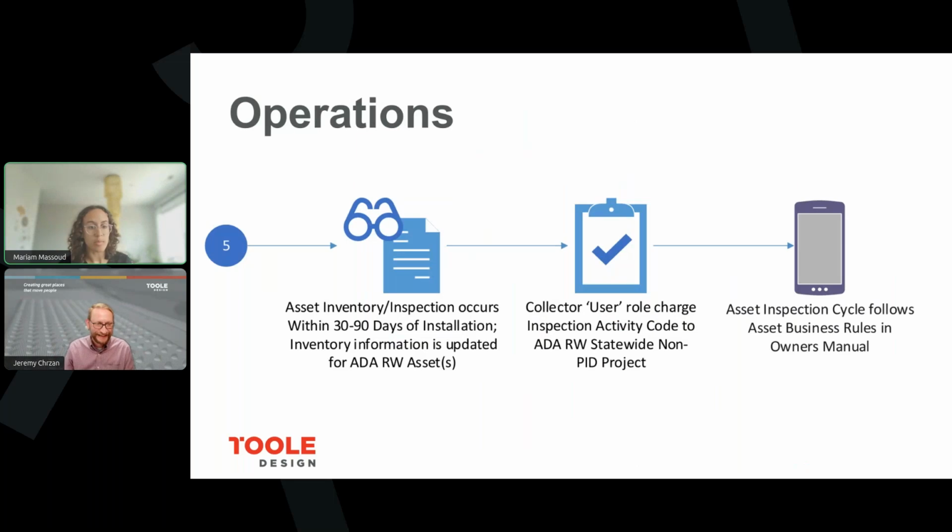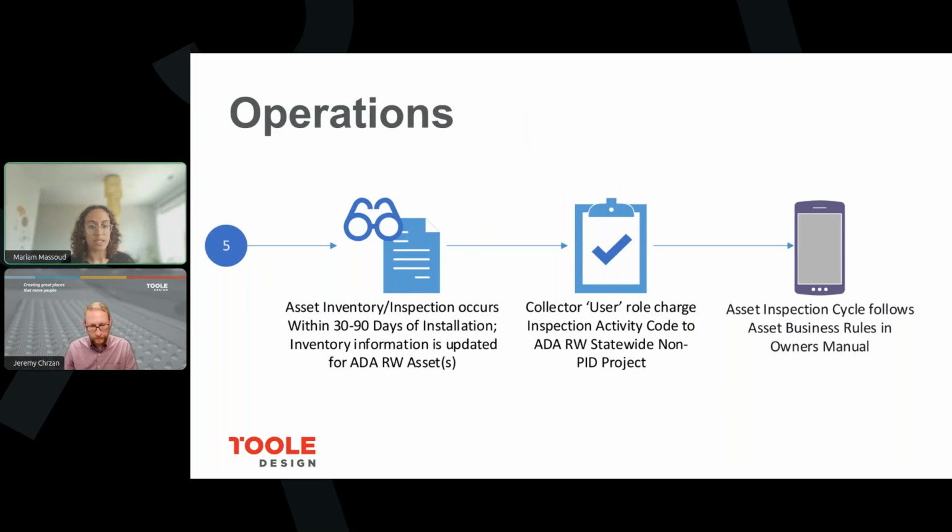Starting with operations, ODOT operations staff do an inspection of curb ramps within 30 to 90 days of installation. Then they upload that information into an online inventory of right-of-way assets, which includes curb ramps. You might be wondering why this is the first step, because it seems like it should be the last step, inspection after construction. But it's because that online inventory is used by planners to figure out the initial stages of a project.